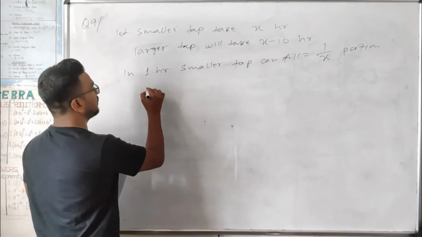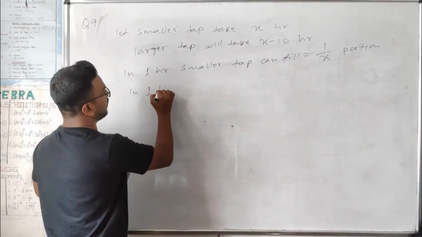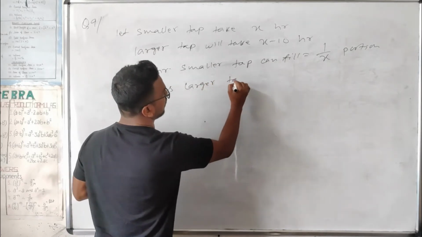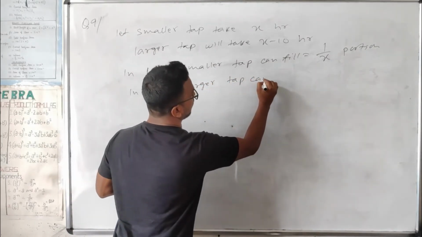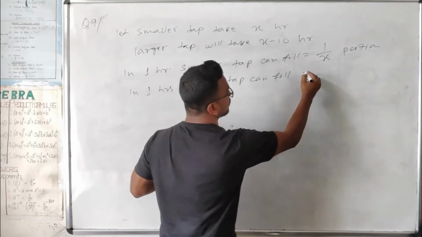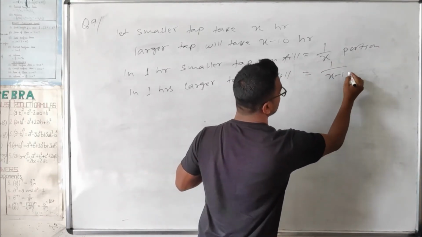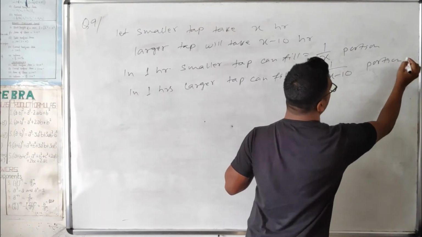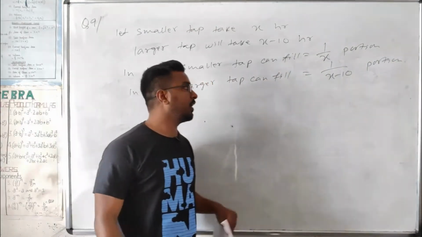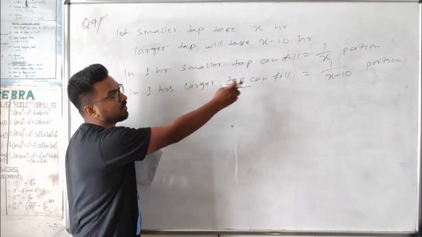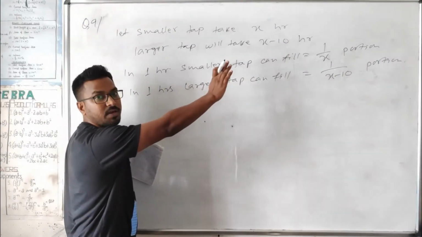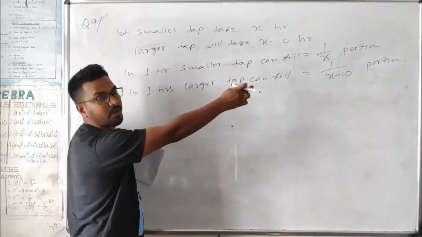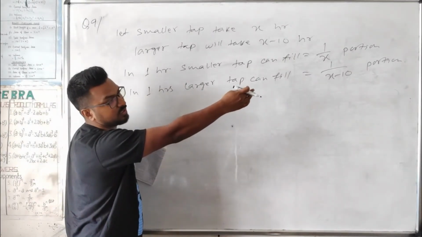And in 1 hour, the larger tap can fill how much? 1 by x minus 10 portion or part of the tank. Okay, so if in 1 hour the smaller tap can fill 1 by x part, and the larger tap can fill 1 by x minus 10 portion.